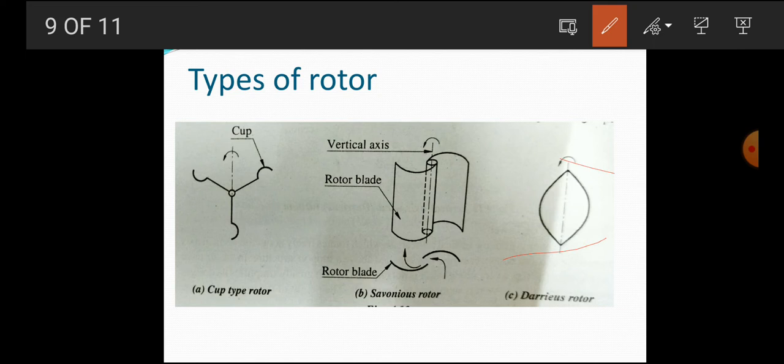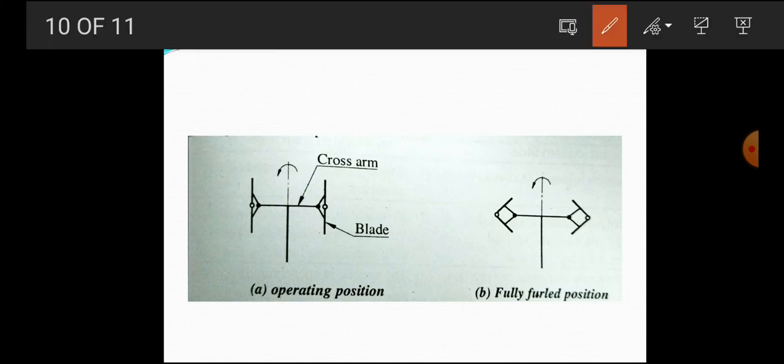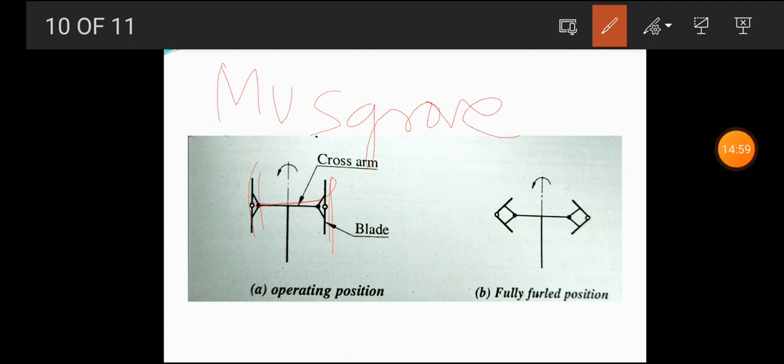Then next there is the Musgrove rotor. It works on lift force. It has H-shaped blades with fixed pitch. The blades are attached vertically to the horizontal cross arm. As you can see, this is a horizontal cross arm, and the blades are arranged vertically on it. Power control is achieved by controlled folding of the blades. As you can see in the next direction, the blades are being folded. So by folding of the blades you can control the power.